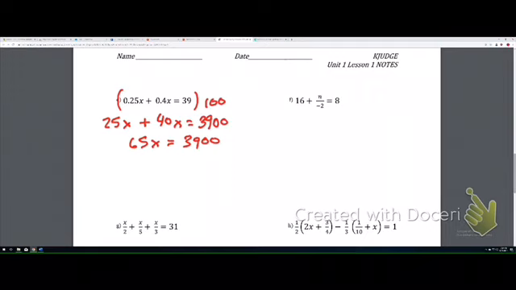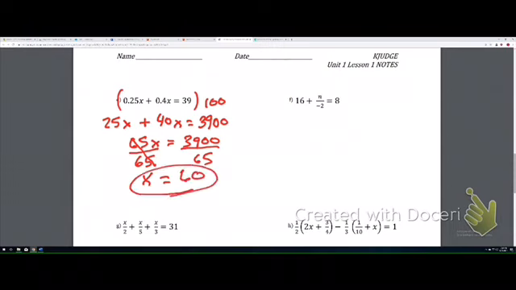Again, 65 is multiplied times x right now. To get the opposite of multiplication, we have to divide. So it's going to be 65x divided by 65 on both sides, which means our 65's cancel here. You get x equals, if you use the calculator, x equals 60. And again, you'll check it in the calculator, and we'll move on from there.